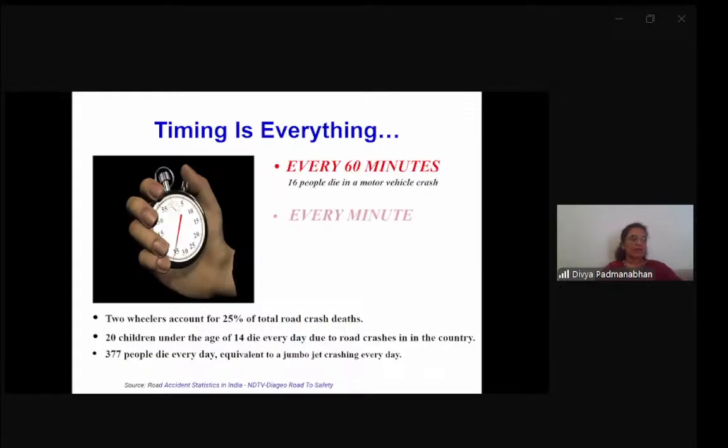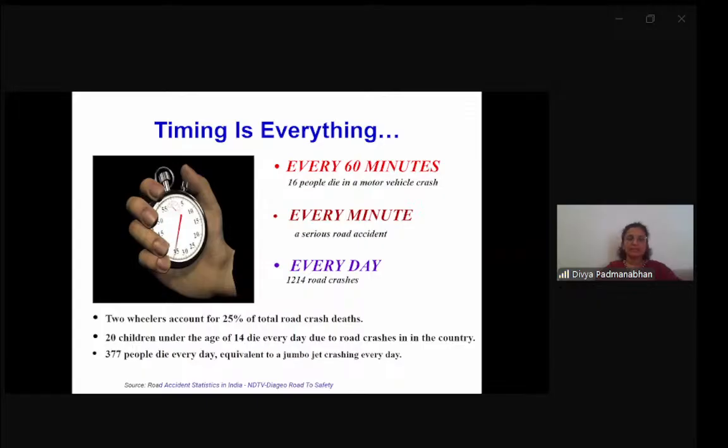Since the time we started this orientation around 10:30, and now here we are close to 11:30, so many accidents have happened all over the world and very much here in India as well. Some statistics which I present, and I'm sure all of you can read: every 60 minutes, 16 people die in a motor vehicle crash. So the reason to have a subject like vehicle safety is to address safety and ensure that we prevent and minimize accidents.